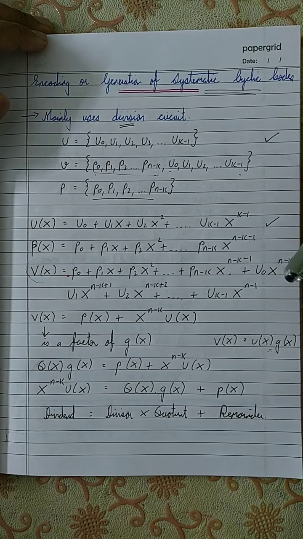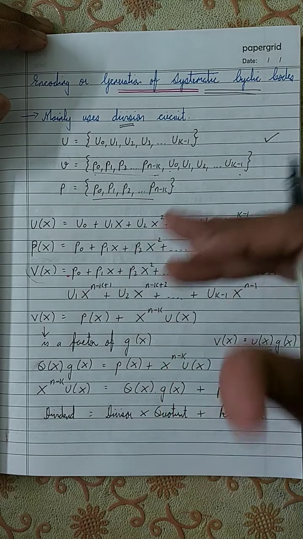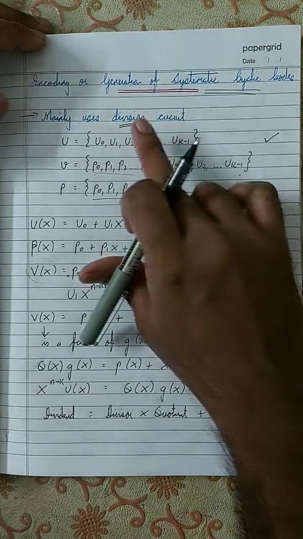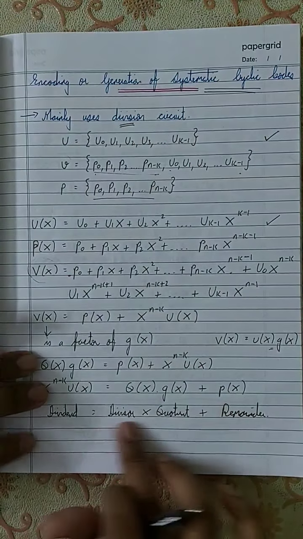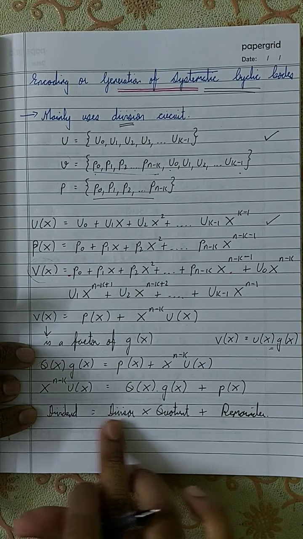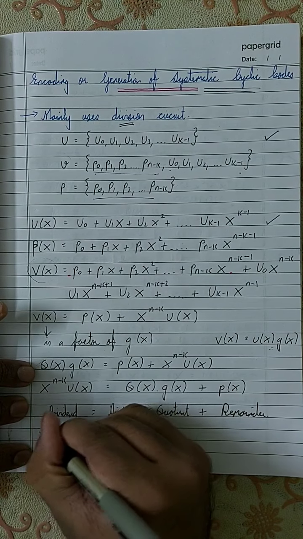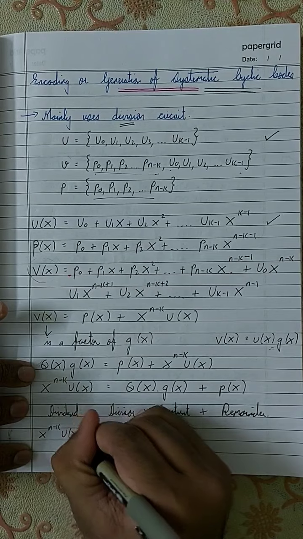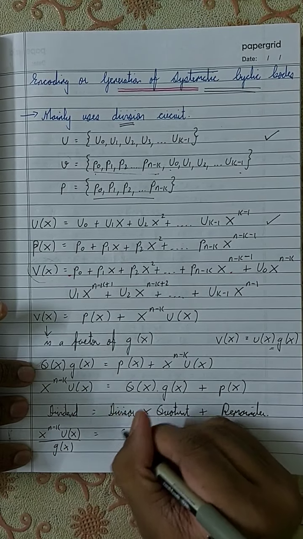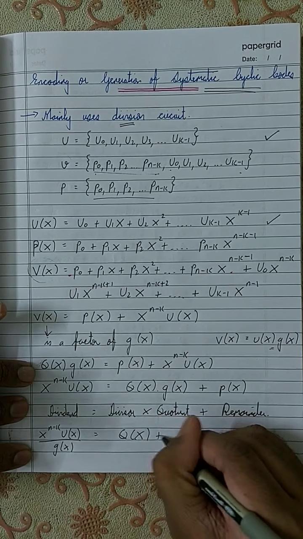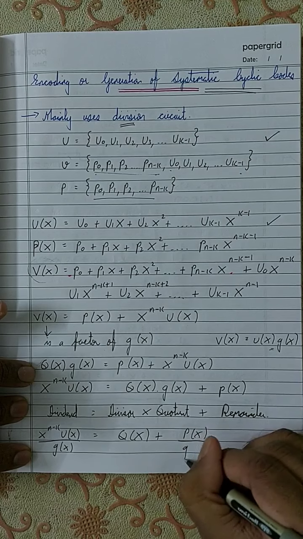Now the working of the division circuit: this circuit is based on the value of your divisor. So let me write this equation. Here this is the divisor, so let me put g of x over here. So this will become x raised to n minus k u of x by g of x is equal to quotient plus remainder by divisor.